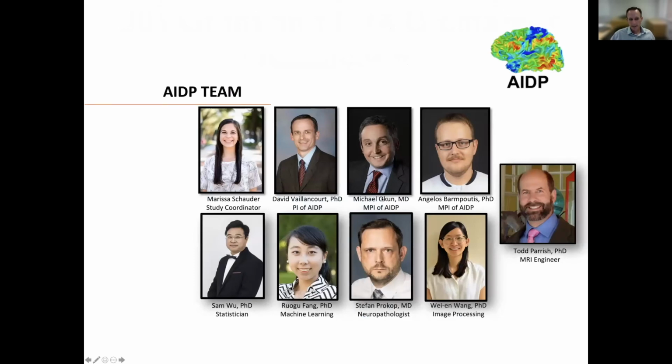This is our team. So myself is here. Michael Oken is a good colleague, worked with for many years, wonderful neurologist. And Angelos Barmpoutis is a computer scientist, and he's also working quite extensively in this. And I'll show you the key part that he's developed so far, which is really the front-end website and database infrastructure for the project.